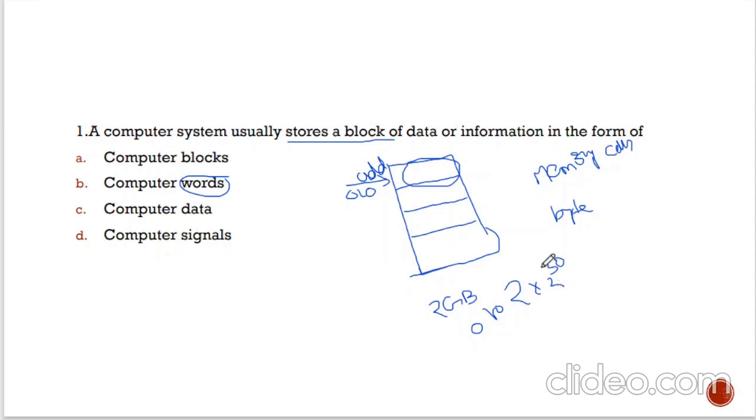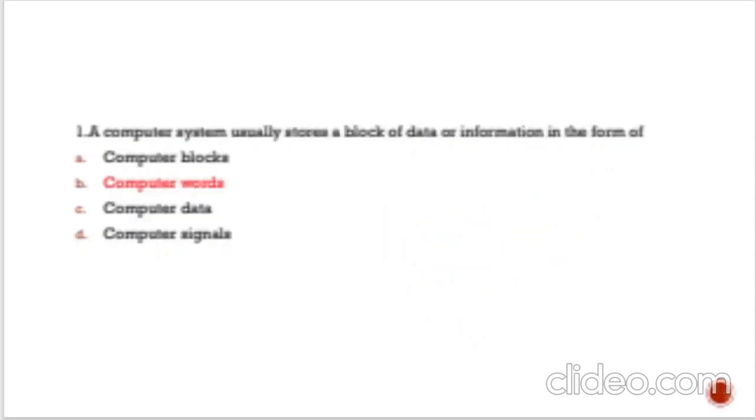Based on the range of acceptable unique addresses, the data will be stored in each memory cell. It is not a single bit or a single byte, but the data will be stored in the form of a group of bytes. When we consider a group of bytes, it will be termed as the computer words.